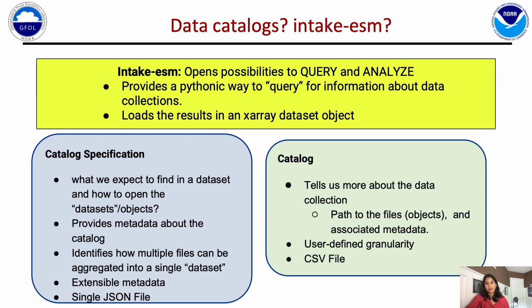It's a simple CSV file, really. It tells us more about the data collection, as in path to the files, path to the objects, and also the metadata elements that you specify in the catalog specification. This catalog CSV file holds the values. For example, if you had experiment ID in the specification, the catalog would tell you what that experiment ID is for a particular data set. So that's, in summary, the two components of the data catalogs when we talk about intake-esm.